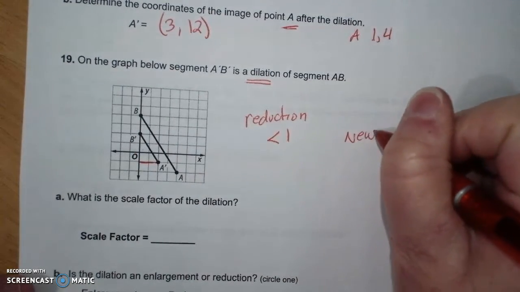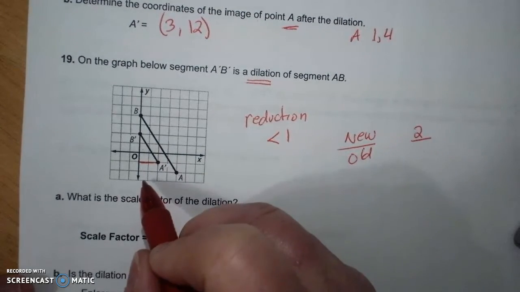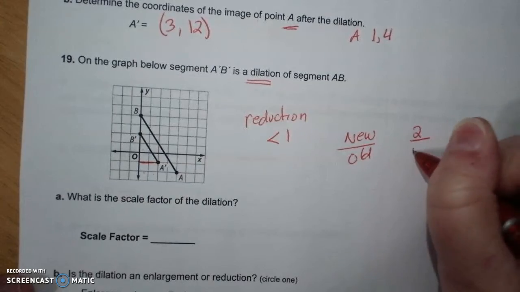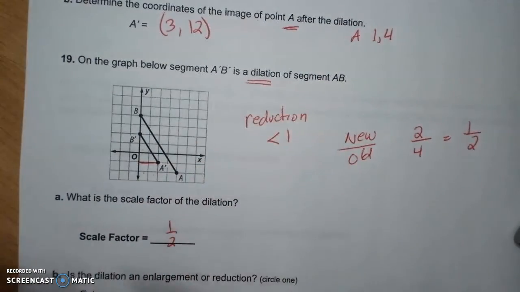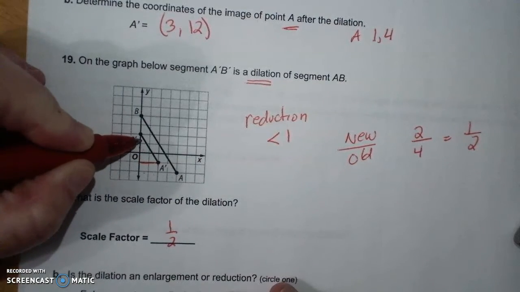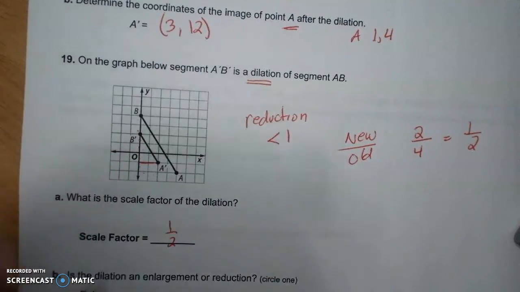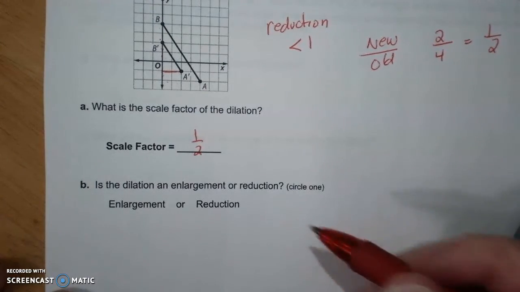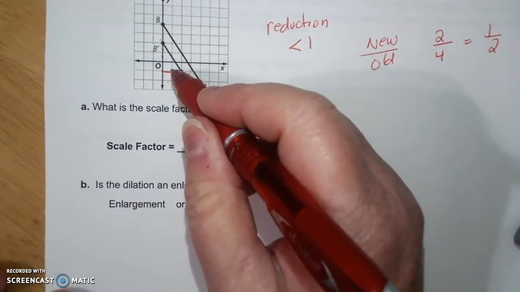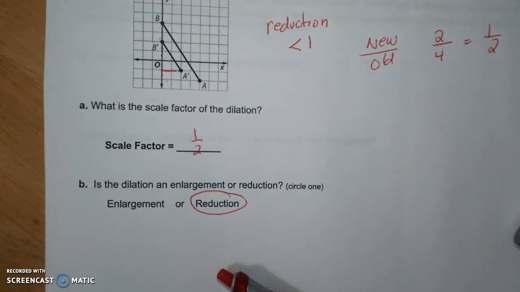Remember that we can do dilations as new over old to discover scale factor. So I'm going to put 2 up there, and I'm going to go 1, 2, 3, 4, and that simplifies to 1/2. I'm going to check it: 1, 2, 3, and then the vertical here is 1, 2, 3, 4, 5, 6, and 3 over 6 is still 1/2, so I got it. Is the dilation an enlargement or a reduction? Well, since it went from bigger to smaller, because this is the new, it was a reduction. And I'm going to stop there to do another part for the next couple of problems.